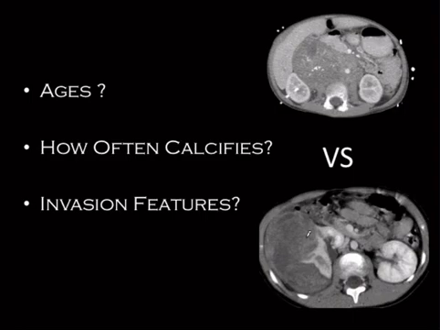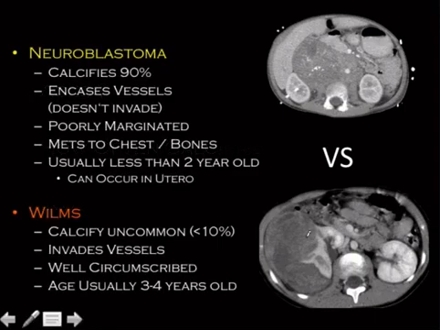Neuroblastomas are more like a lymphoma where they like encapsulate stuff. So 90% of the time they calcify, they encase, not invade. They met to the chest and the bones. Remember, we'll talk about lucent metaphyseal bands and lytic lesions in the skull and orbits and stuff. And they tend to be younger, and this is a tumor you can get in utero. That is not true of Wilms. You cannot get them in utero, and it's typically a little bit older.